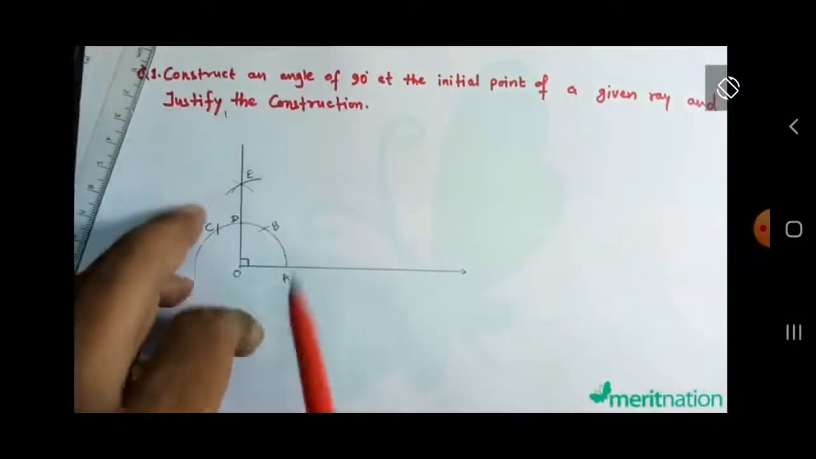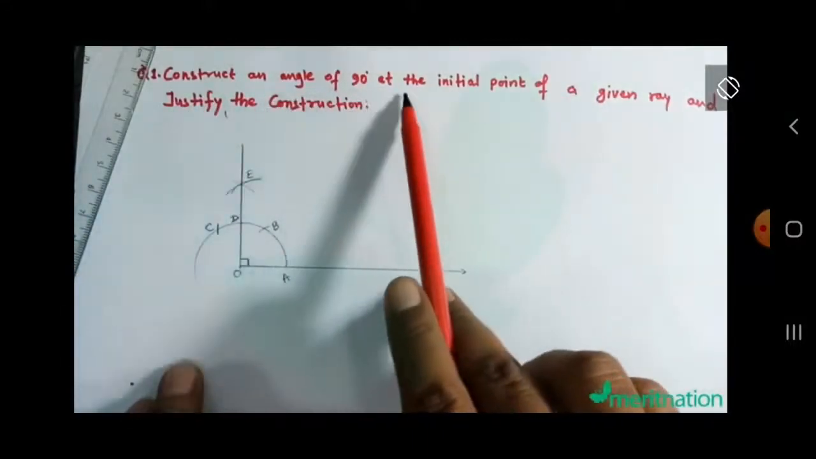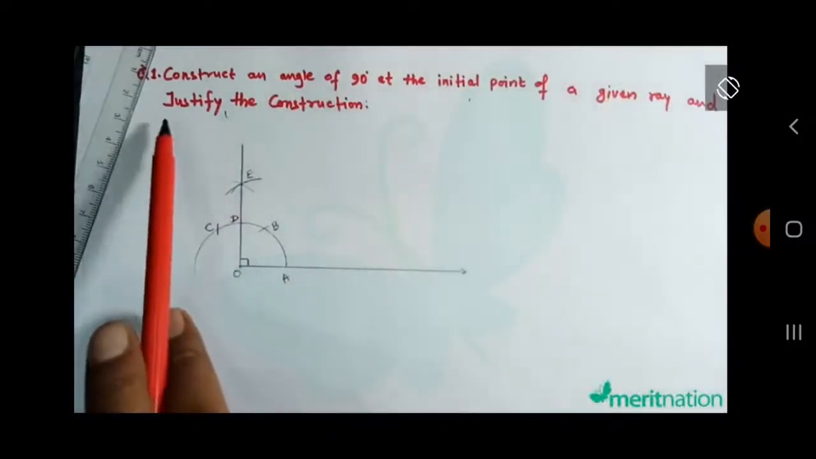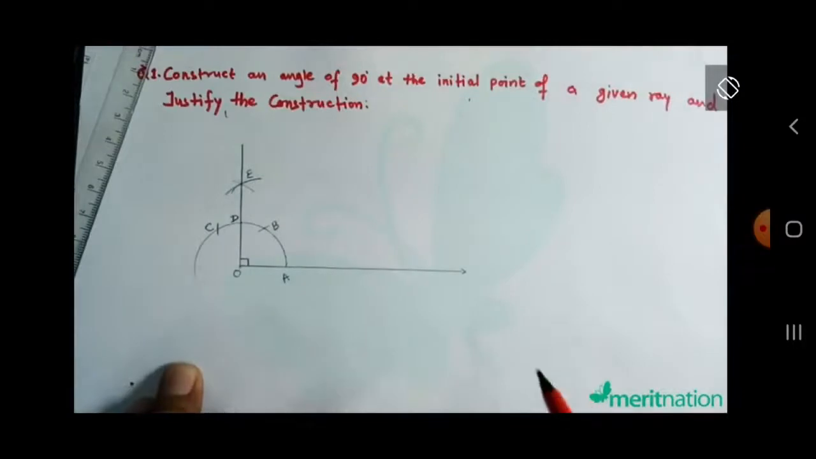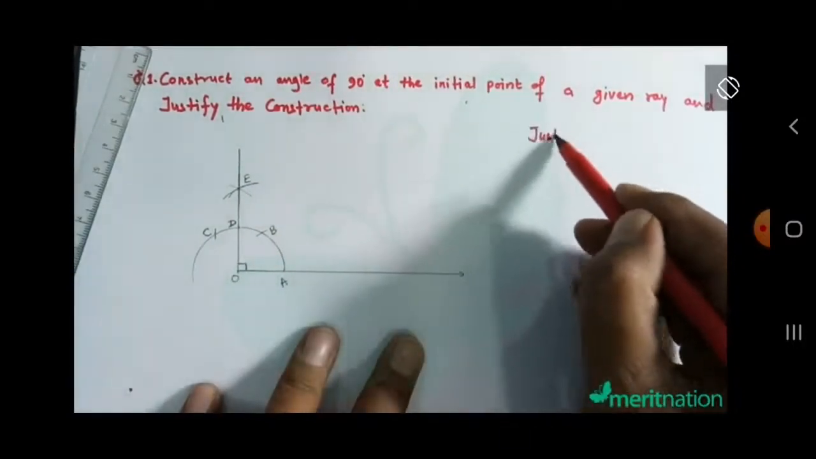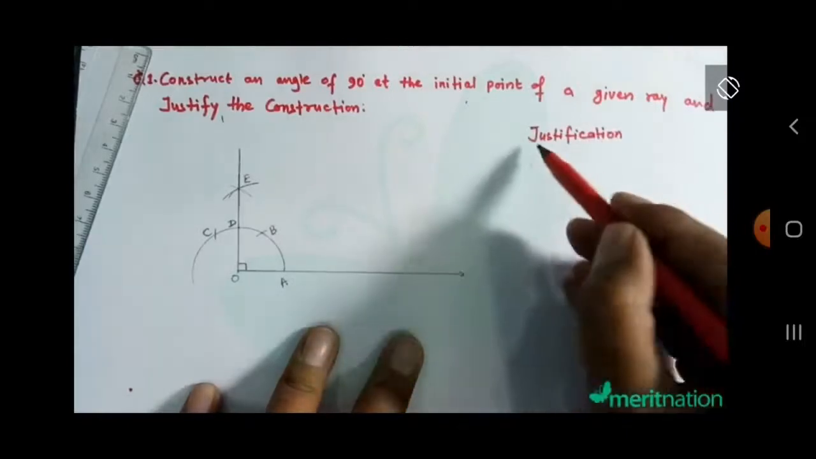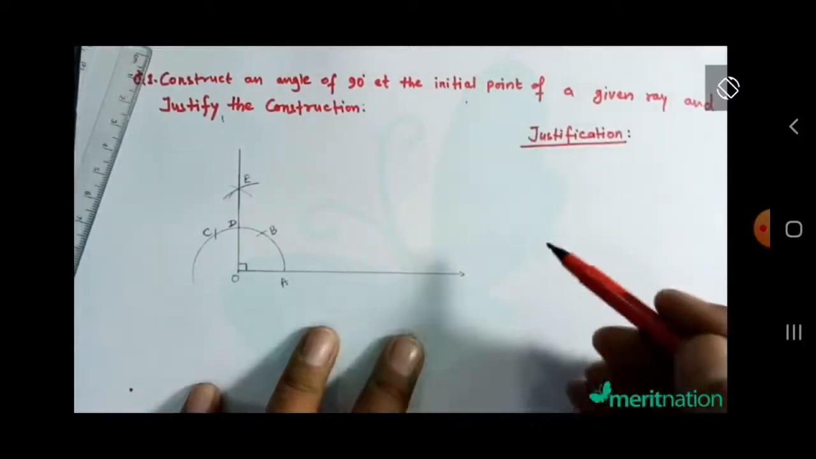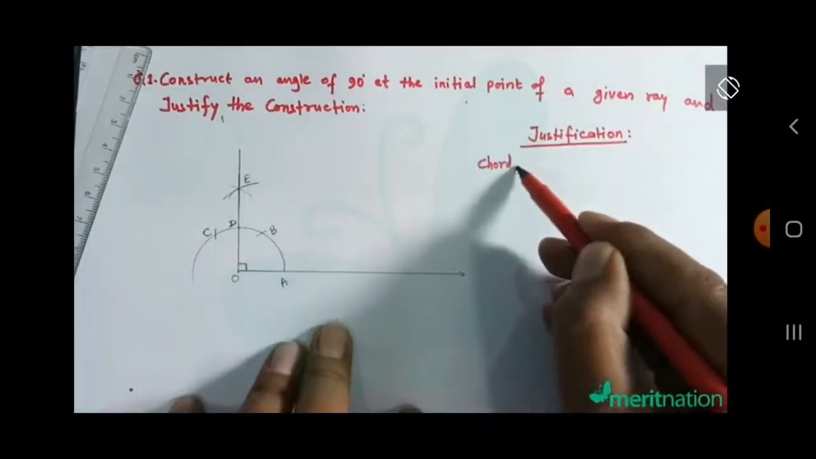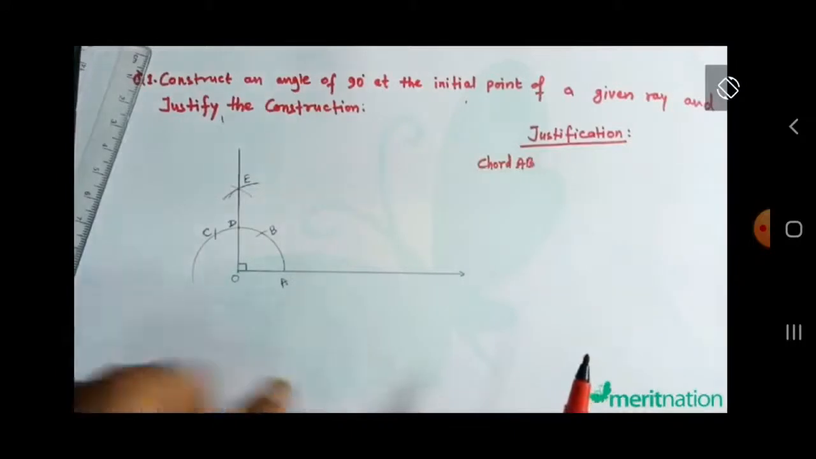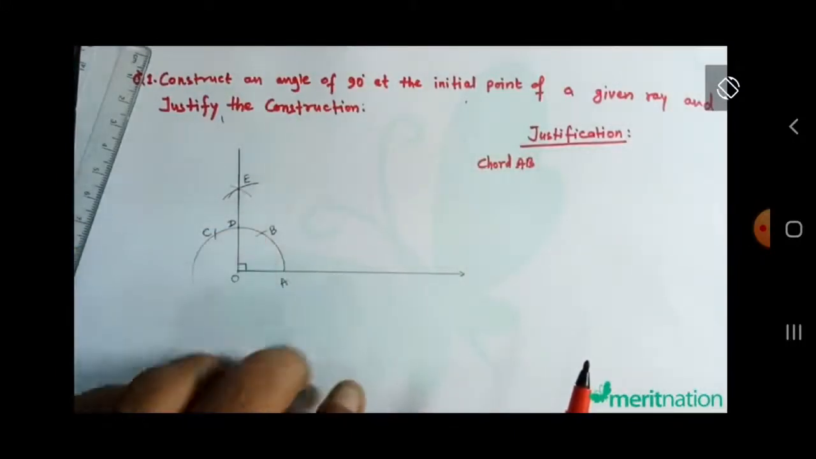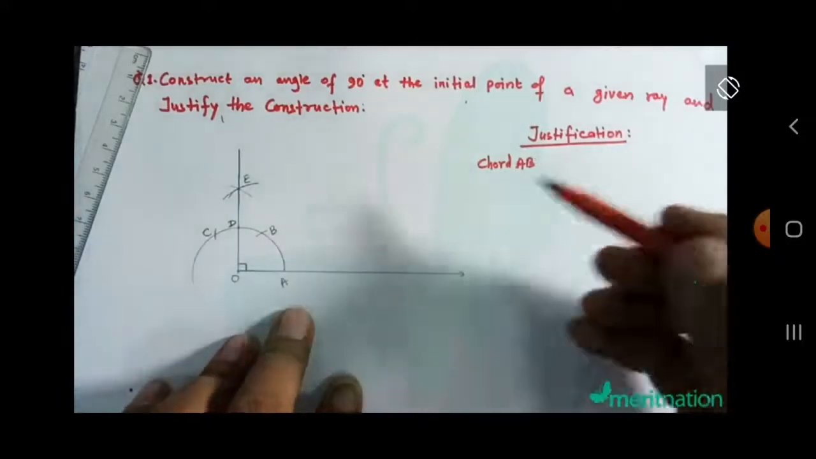See, the question says, construct an angle of 90 degree at the initial point of a given ray. So this first part is done here. Now the second part is justify the construction. So let's justify the construction. Justification starts here. Justification. Since chord AB, if we join the straight line segment from A to B, that will be chord AB.